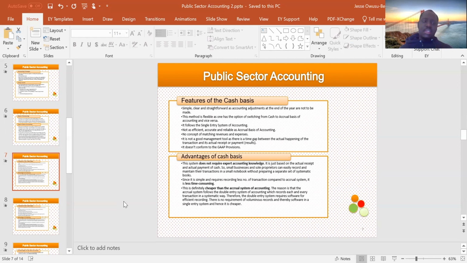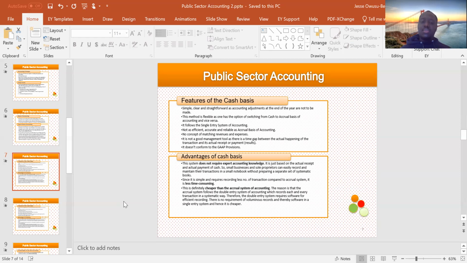So what are some of the advantages of the cash basis? It does not require expert knowledge. Anyone can do it. It does not require any complex accounting knowledge to be able to prepare financial statements on the basis of cash. So it's quite simple, it's quite easy to do, and everyone can follow and apply something like this.